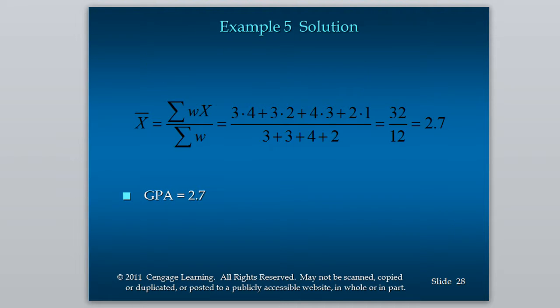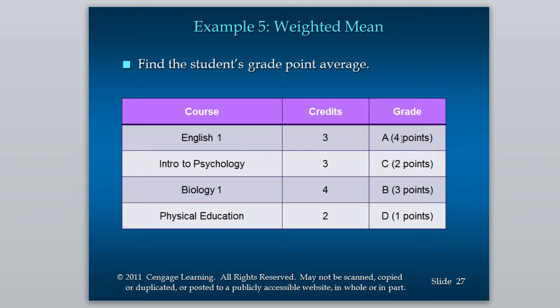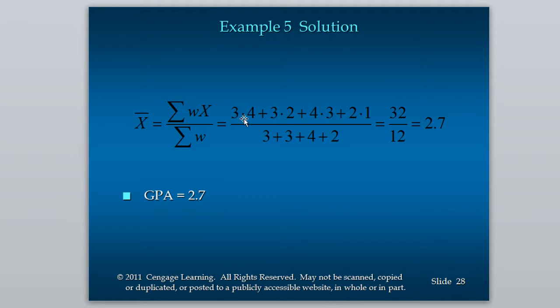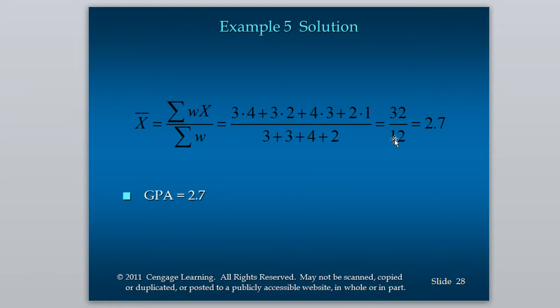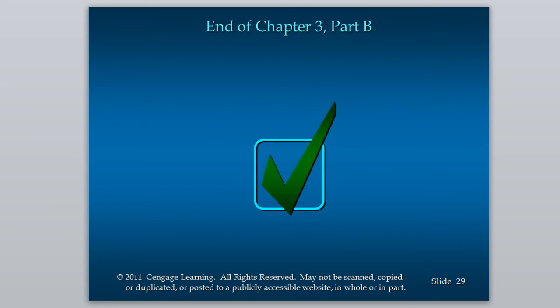So if you put it in that formula, it looks like this, right? W times X. W was the credit, X was the score, right? So 3 times 4, W, the credit, times the score, 4, right? 3 times 4 plus 3 times 2. This was for the intro to psychology, right? Now, 4 times 3, that's for the biology, right? Weight 4, the score 3. If you keep adding it up and divide by the total number of weights, the total GPA becomes 2.7. So that's how they actually calculate GPA, right? All right, that's the end.